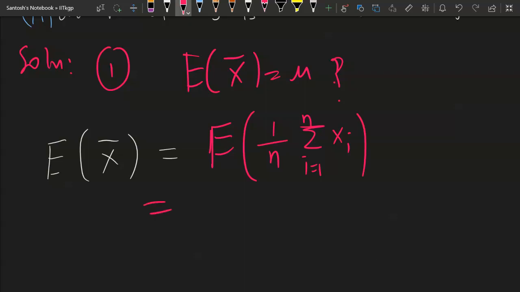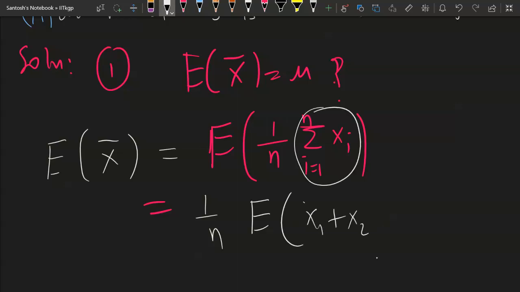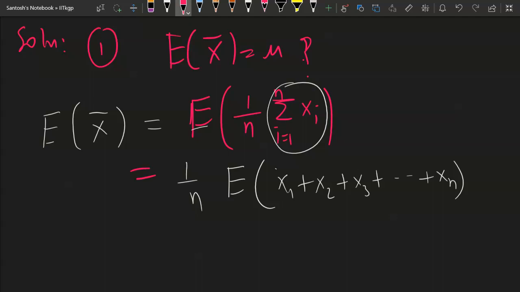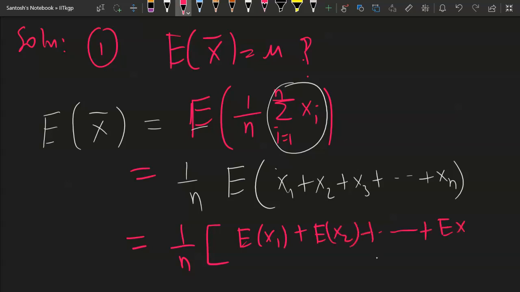You know the notation. The property of expectation is that a constant can be taken outside, so there is no problem. So now it is expectation of, and you can open this if you want, like x1 plus x2 plus x3 and so on up to xn. I opened that, 1 by n came out, and the expectation of all this. Now using the property of expectation, you can write 1 by n times E of x1 plus E of x2, and so on, plus E of xn.